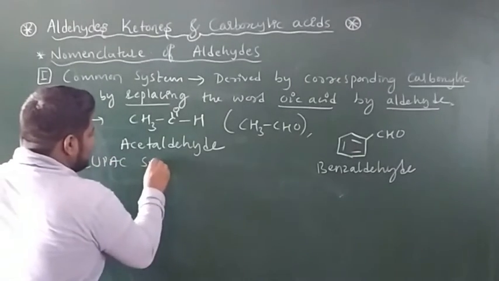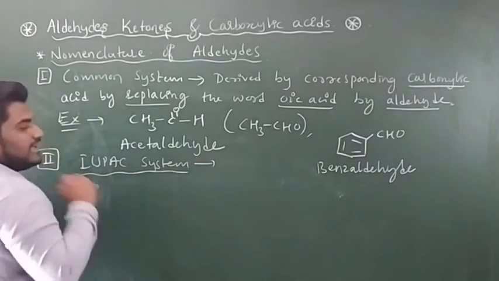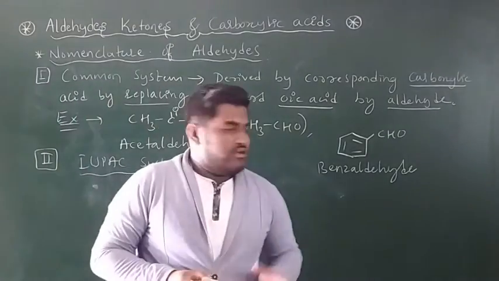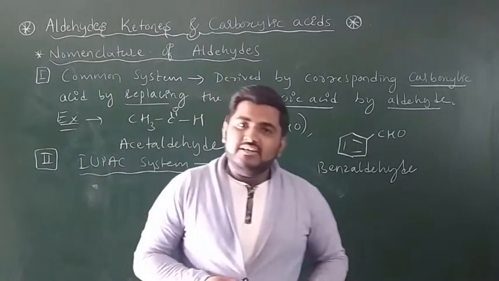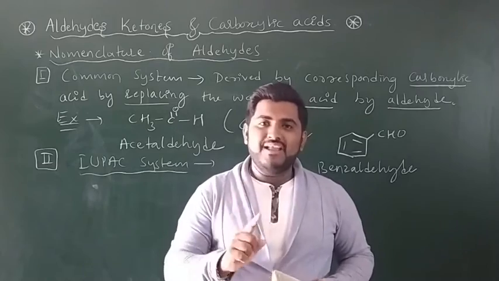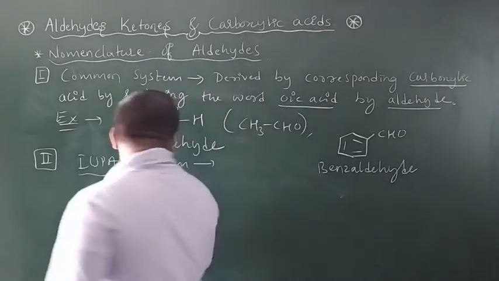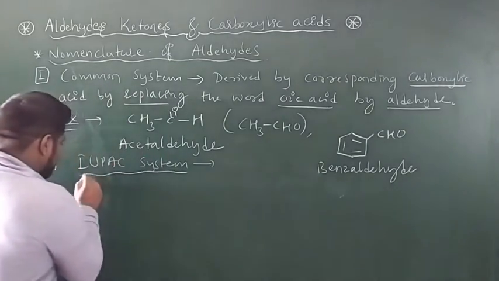IUPAC system. In the IUPAC system, the names are the same as the common ones in form, but here they are derived from the parent hydrocarbon by replacing the E of the alkane by al. Carefully see here: derived from hydrocarbons.